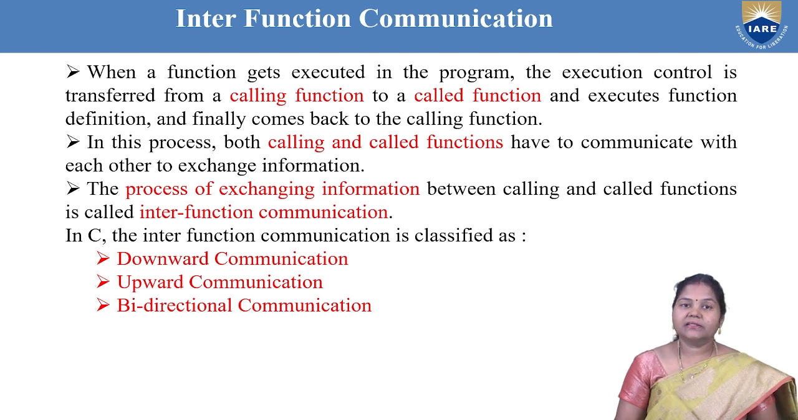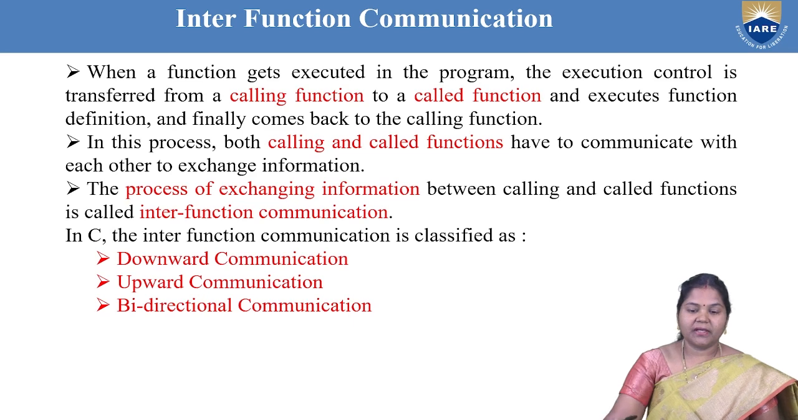There are three ways of communication, and the process of exchanging information between calling and called function is known as the interfunction communication concept. For interfunction communication, either downward communication is possible or upward communication is possible. These two are called one-way communication. Upward and downward communications are one-way communication. If you want to make two-way communication possible between calling and called function, then you have to go for bidirectional communication, where calling and called both exchange some information.